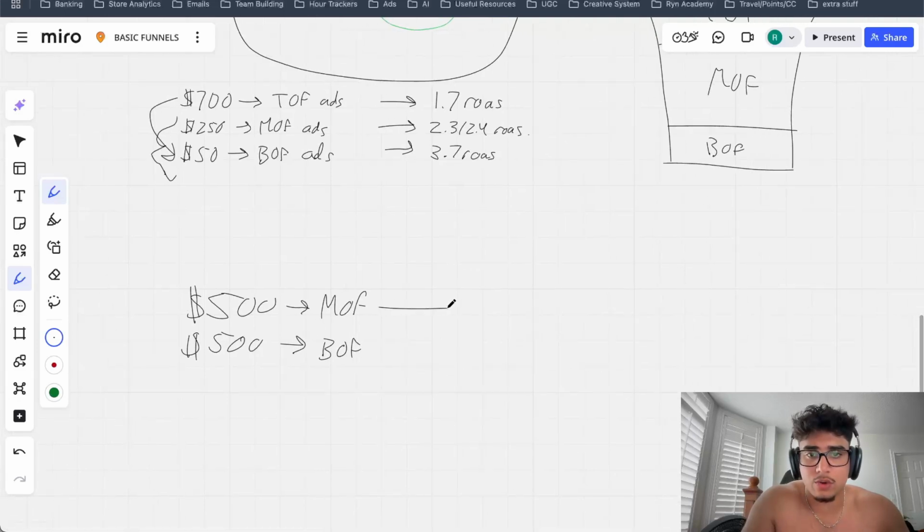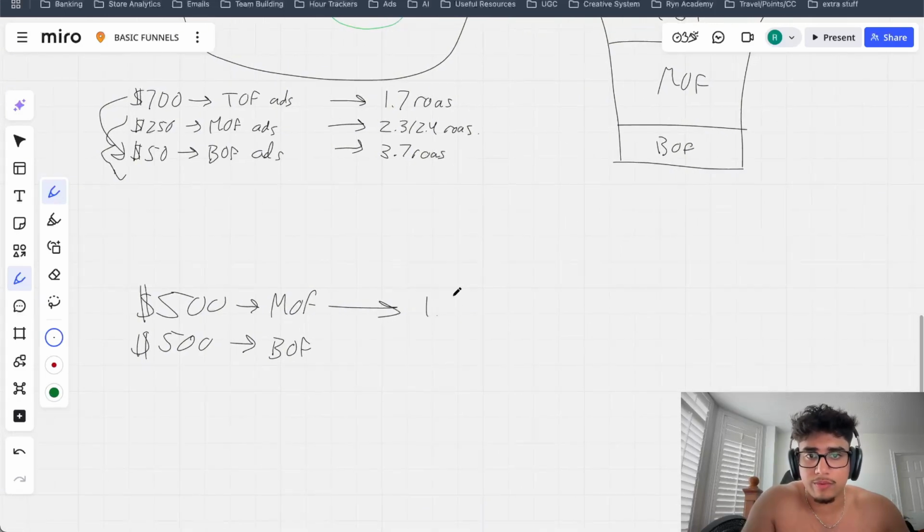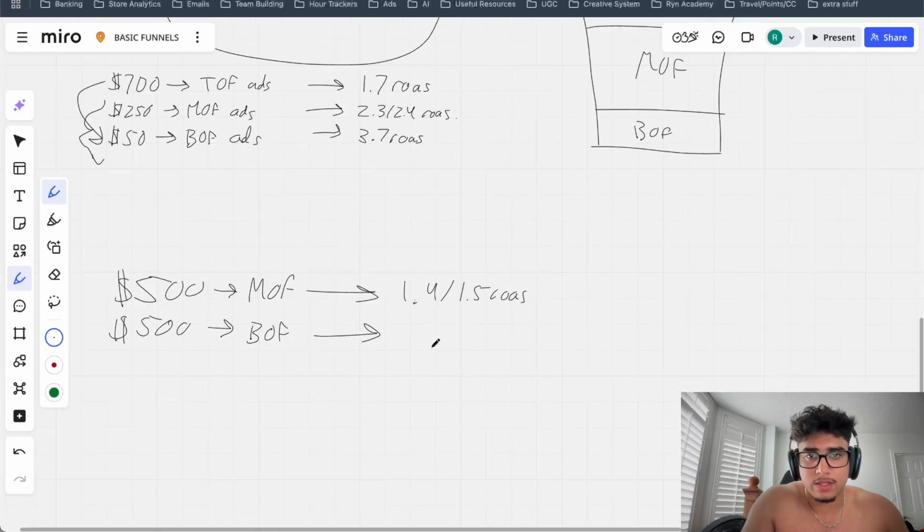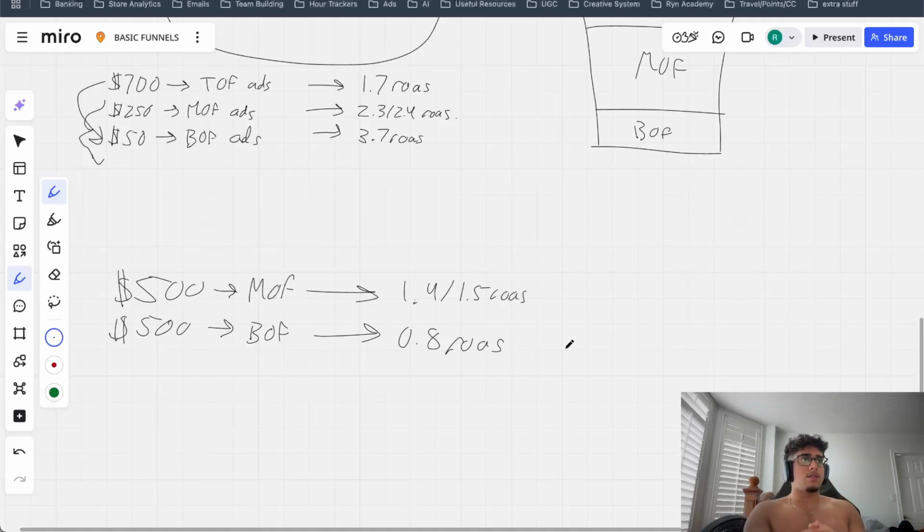I can guarantee your middle funnel ads will have like a 1.4 or 1.5 ROAS. And then your bottom of funnel ads, instead of getting a 3.7 at $50, it's going to end up at like, I don't know, 0.8. Because there's nobody in your funnel to actually buy from you. They don't know anything. So who cares if you give them a discount? If they don't already want your product, a discount's not going to help.